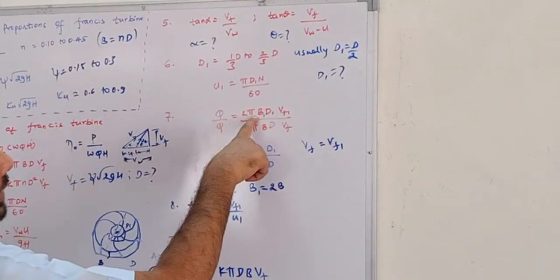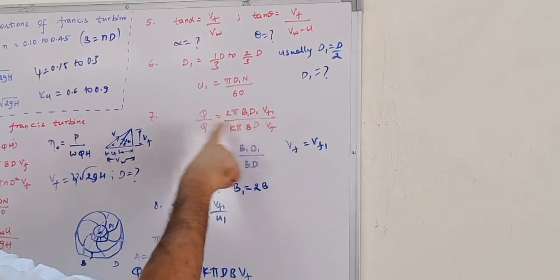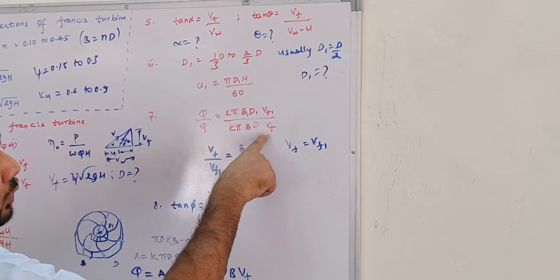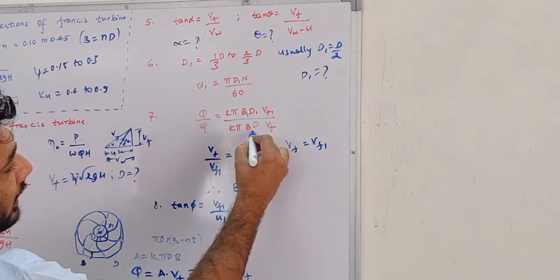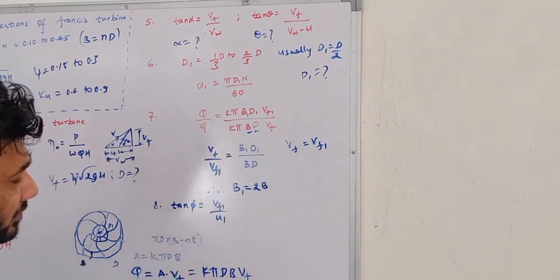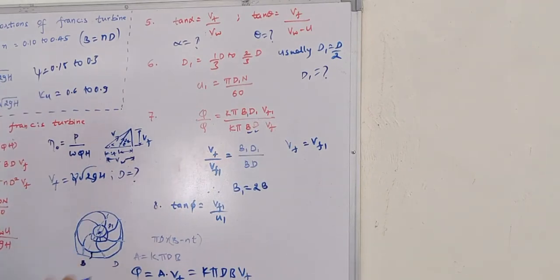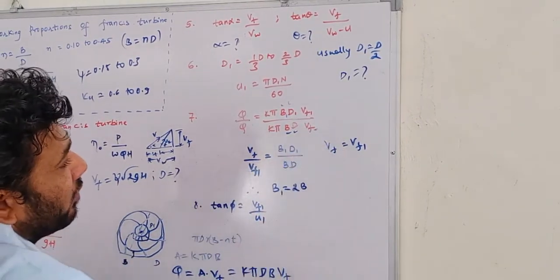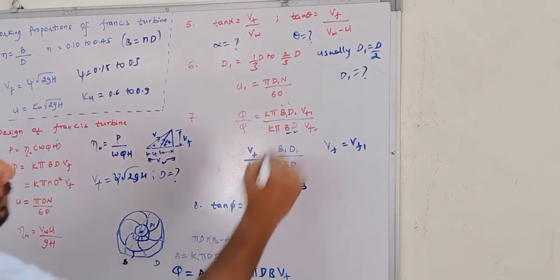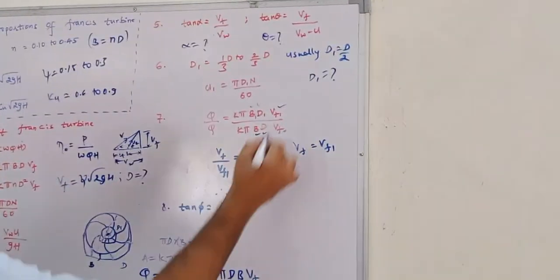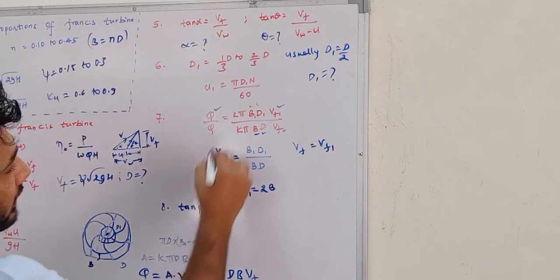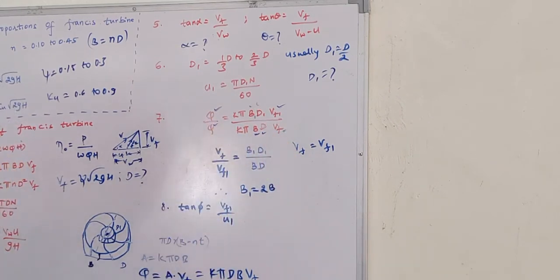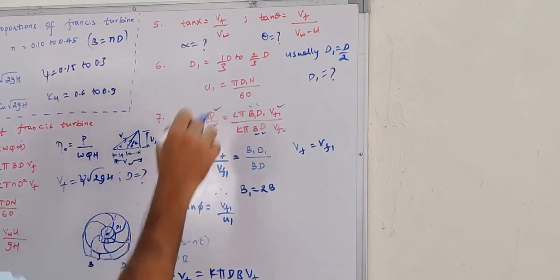One is K into pi into B1 into D1 into VF1 divided by K into pi into B into D into VF. Let us understand what these nomenclatures are. B and D are the dimensions of the runner at the outside. B1 and D1 are the dimensions at the inside. VF is the velocity of flow at the inlet, and VF1 is the velocity of flow at the outlet. So this equation gives you the discharge at the outlet, and this equation gives you the discharge at the inlet. As we know, the discharge at inlet and outlet should remain the same. That's why I'm taking the ratio.